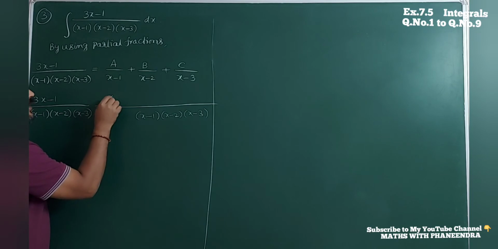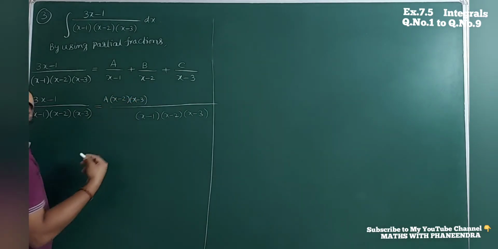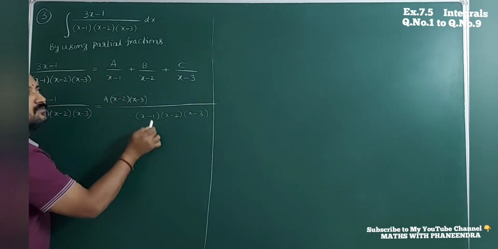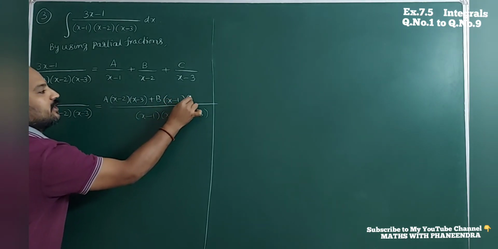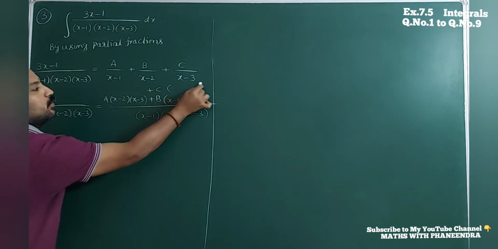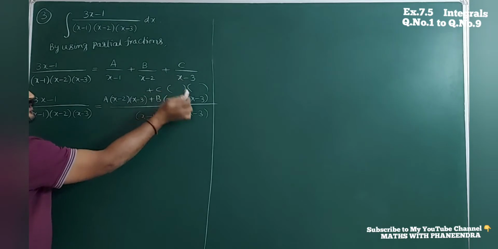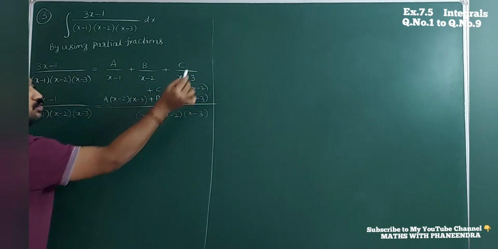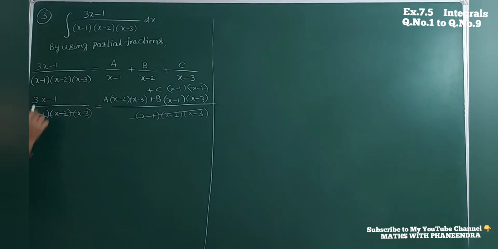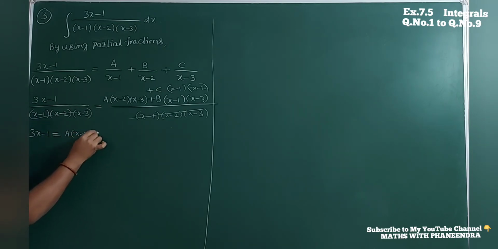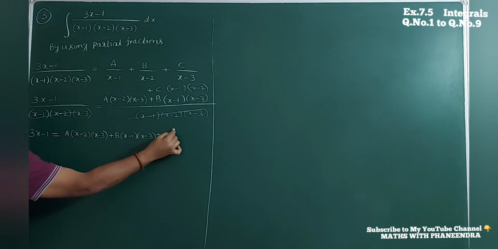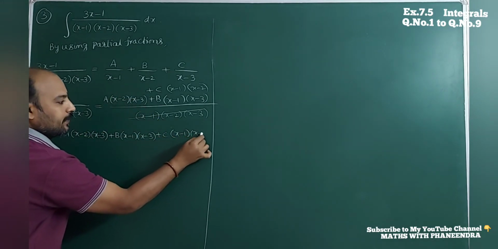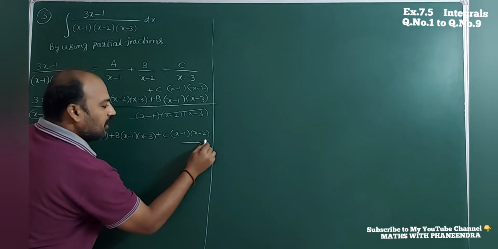So capital A into (x minus 2)(x minus 3), since x minus 1 gets cancelled, A into the rest of the terms. Plus capital B into (x minus 1)(x minus 3), since x minus 2 gets cancelled. Plus C into (x minus 1)(x minus 2), since x minus 3 gets cancelled. Both sides, the denominator is cancelled, so you get 3x minus 1 is equal to A(x minus 2)(x minus 3) plus B(x minus 1)(x minus 3) plus C(x minus 1)(x minus 2). You put this as equation number 1.